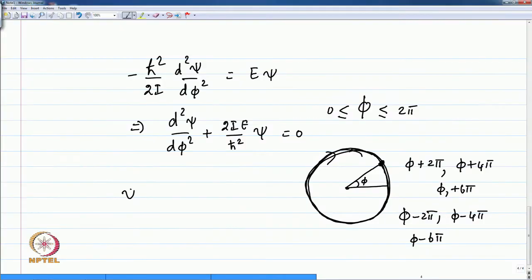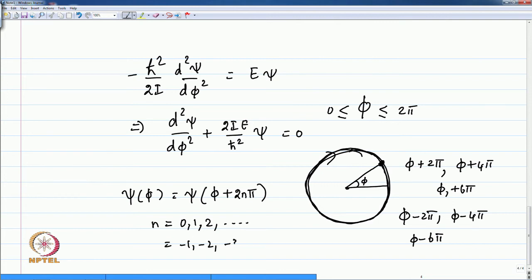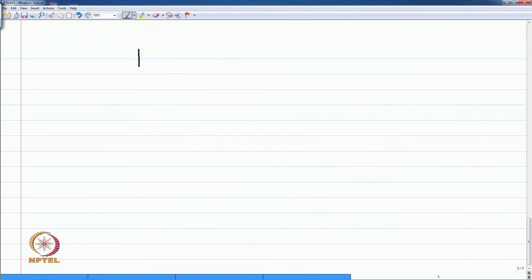Therefore, we simply write psi of phi is the same thing as psi of phi plus 2n pi, where n is 0, 1, 2, 3, etc. If you want that in the negative direction, n can also be minus 1, minus 2, minus 3, etc. So, the wave function now satisfies not a boundary condition, but what is called a periodic or a cyclic boundary condition. It is called a periodic or cyclic condition for the psi.